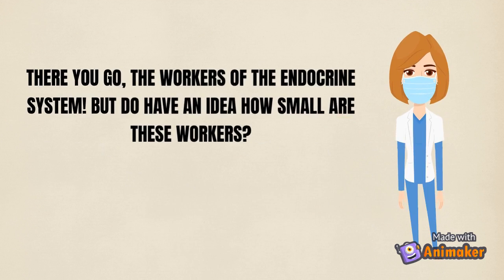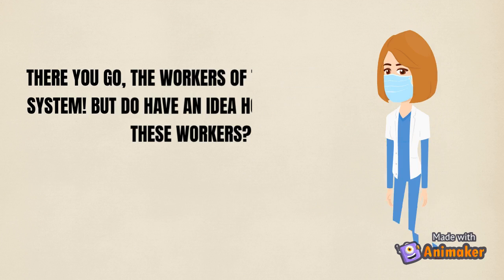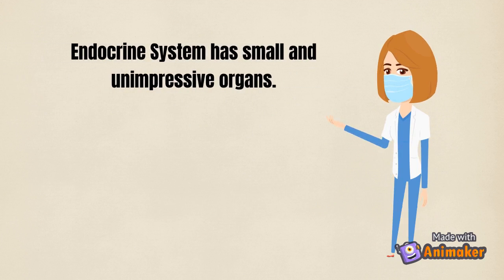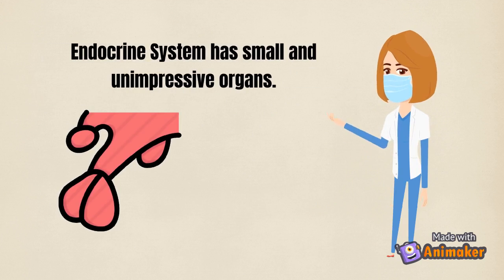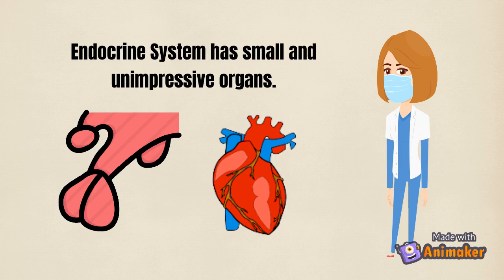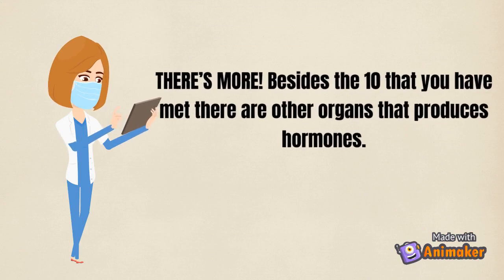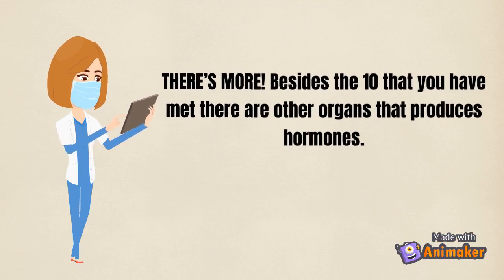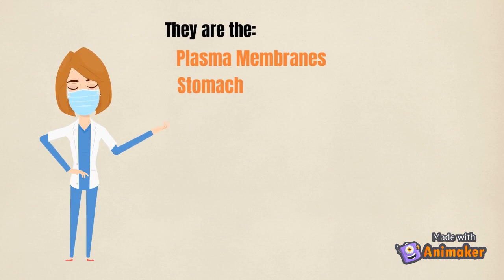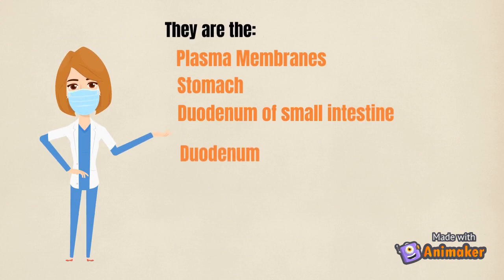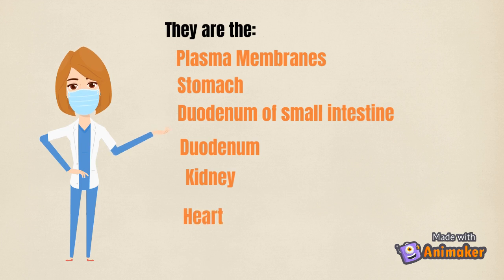But do you have an idea how small are these workers? The endocrine system has small and unimpressive organs. Pituitary gland is 0.5 grams. The human heart is 250 to 350 grams. There's more. Besides the 10 that you have met, there are other organs that produce hormones. They are the plasma membranes, stomach, duodenum of small intestine, kidney, heart, adipose tissue.